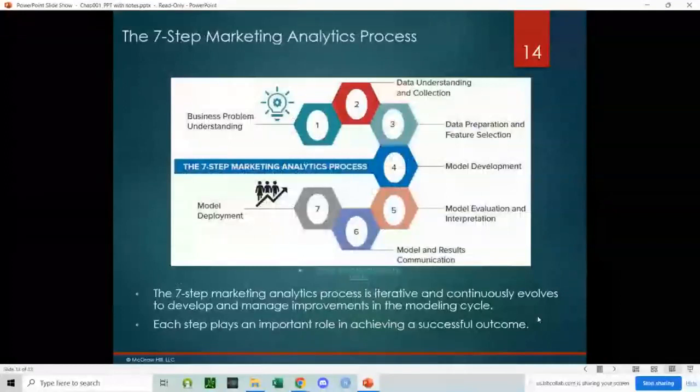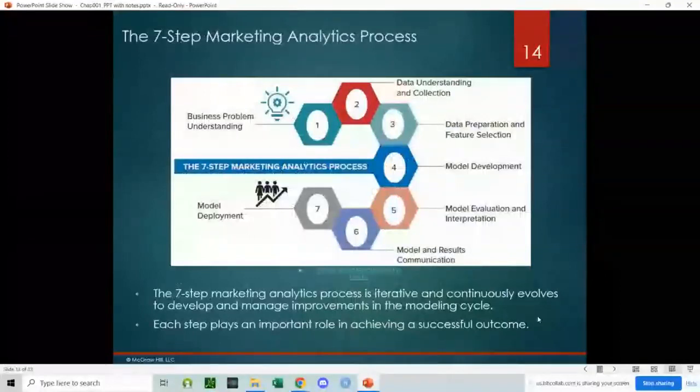So this shows the 7-step analytics process, which includes understanding the problem, collecting the data, preparing the data, developing the model, evaluating the model, communicating the results, and then deploying the model. So on the following slides, we will look at each of these steps in a little bit more detail.